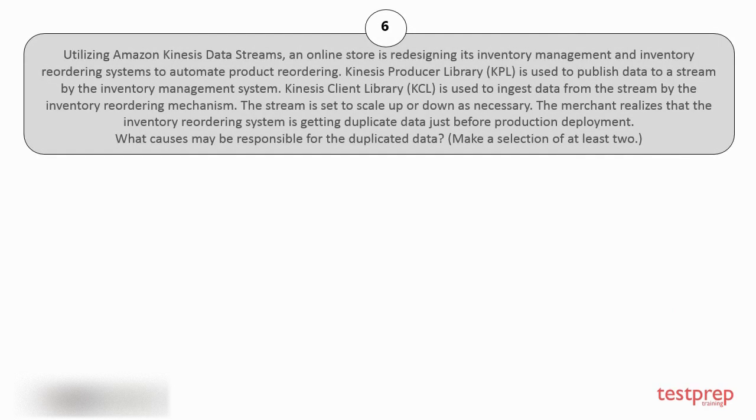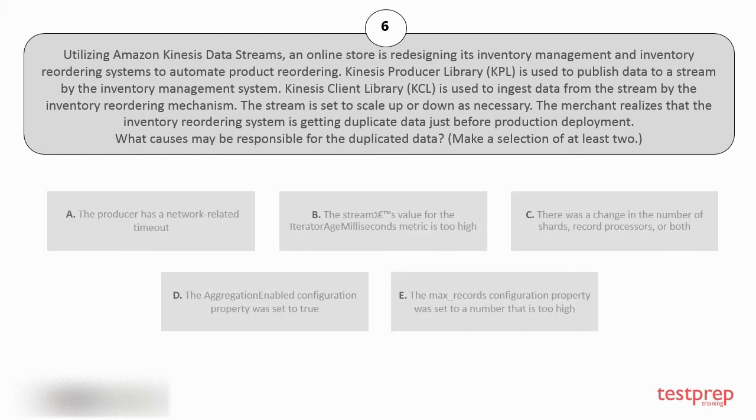Question number 6. Utilizing Amazon Kinesis data streams, an online store is redesigning its inventory management and inventory reordering systems to automate product reordering. Kinesis Producer Library is used to publish data to a stream by the inventory management system. Kinesis Client Library is used to ingest data from the stream by the inventory reordering mechanism. The stream is set to scale up or down as necessary. The merchant realizes that the inventory reordering system is getting duplicate data just before production deployment. What causes may be responsible for the duplicated data? Make a selection of at least two.